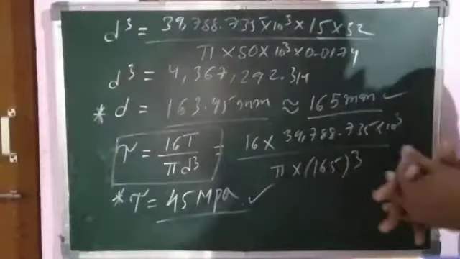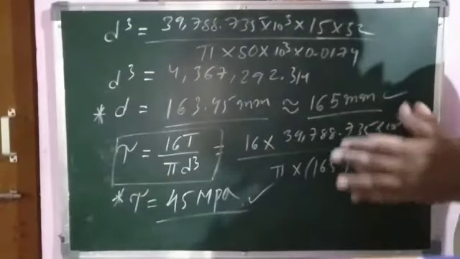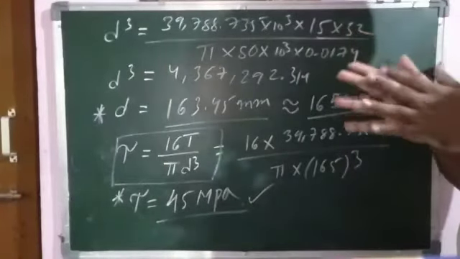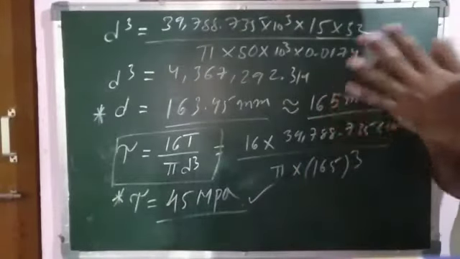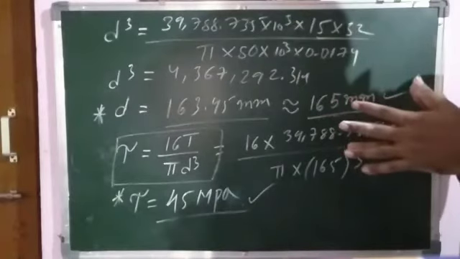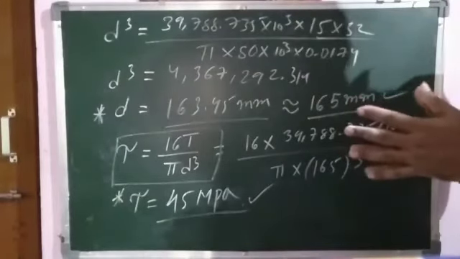Next, we have seen that the shaft is subjected to only a twisting moment, torque. Suppose the shaft is subjected to combined loading, twisting and bending, that is, a twisting moment and a bending moment. Then we will see how to solve such problems.